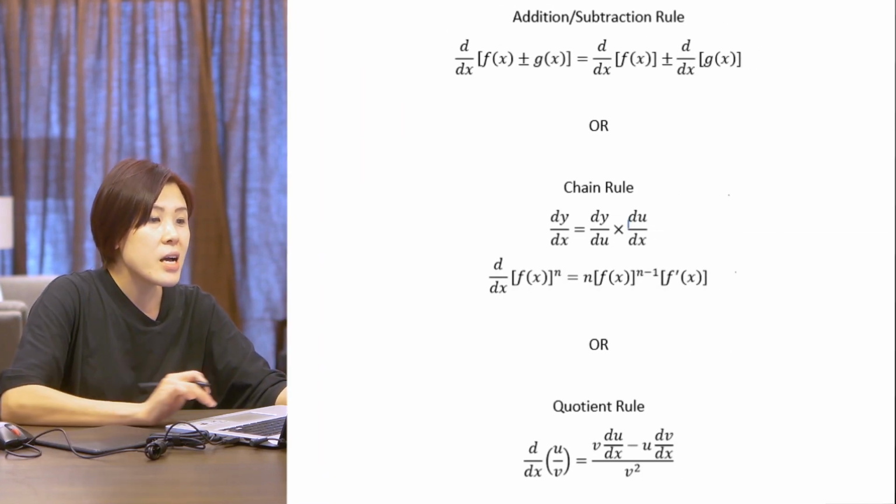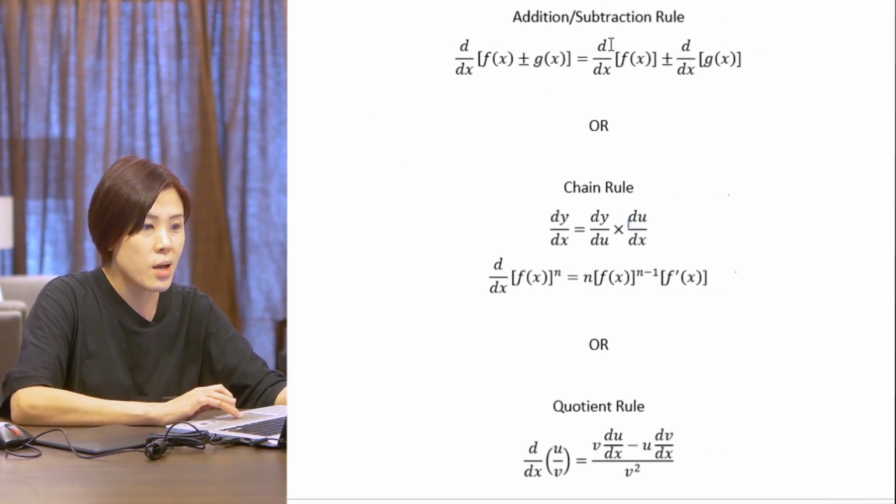Today, I'm going to show you a few examples of using different rules of differentiation to find derivatives. Many times, students are very confused when they see different equations. So today, I'm going to give you more ideas about this by showing you a few very similar example equations. First of all, let me show you the rules that I will be going through today. They are the addition and subtraction rule, the chain rule, and also the quotient rule.